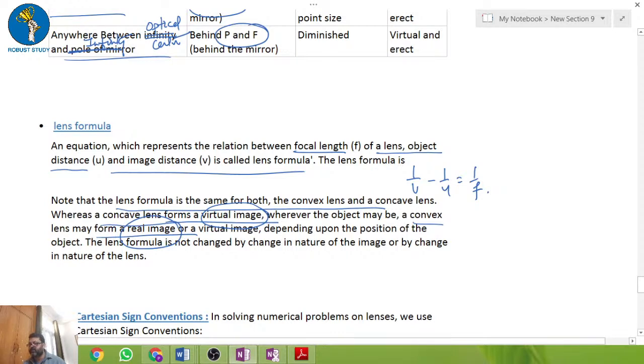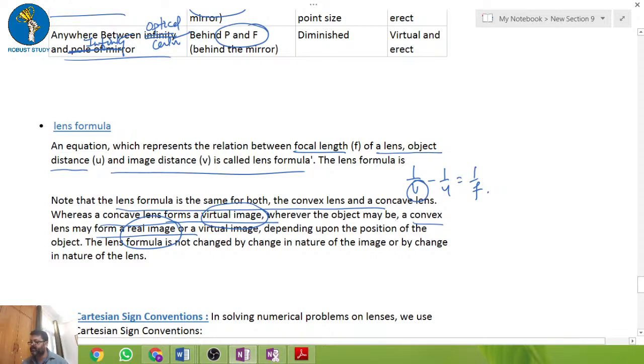So note the lens formula is the same for both the convex lens and the concave lens, whereas the concave lens forms a virtual image wherever the object may be, and in case of a convex lens it may be a real image, depending upon the position of the object. So the lens formula is not changed by the nature of the image or by the change of nature of the lens, fine.